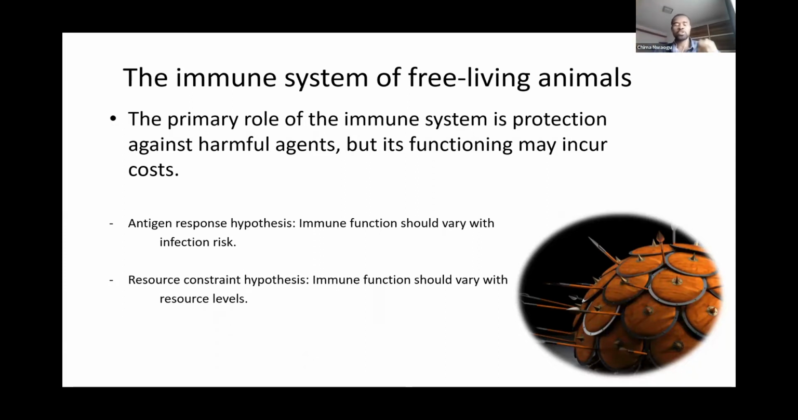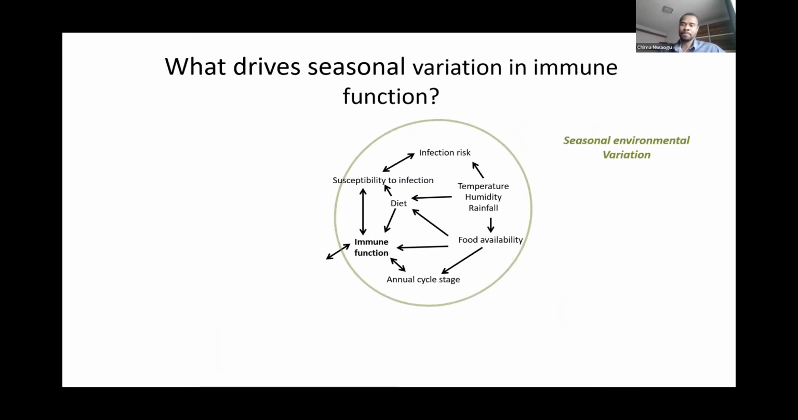And then you have the resource constraint hypothesis. There we predict that the immune function should vary according to resource levels in the environment. So if there's a lot of food and there's enough to invest in immune function, then immune function should be high. But where you don't have enough resources, then animals are likely to down-regulate immune function. But we'll see whether this actually holds every time.